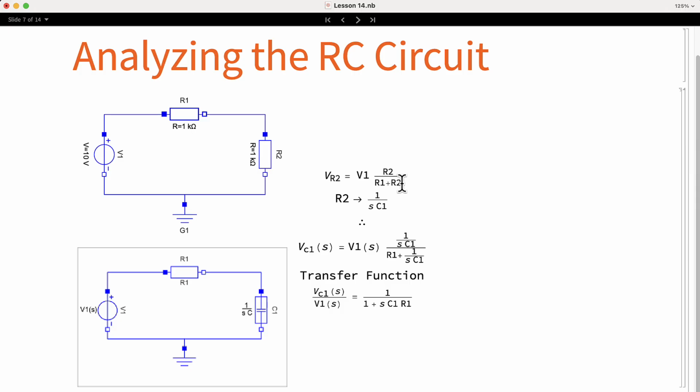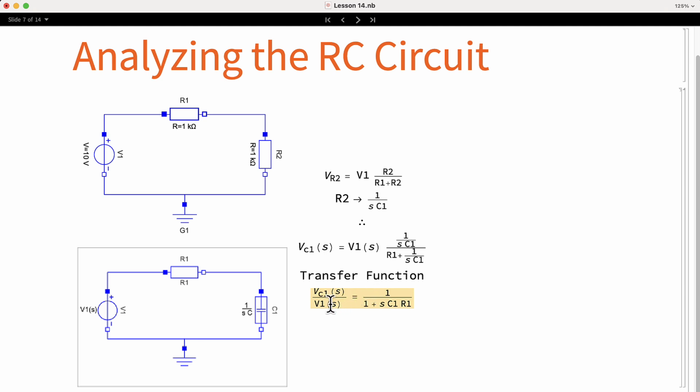We will replace the value of R2 by the new capacitor value, 1 over S times C1. Now the formula is in frequency domain, and we made that explicit by adding the S, so we know that the voltages are in function of S instead of time. S will represent the frequency domain. We can simplify the formula using the Wolfram language, and we can write it as follows.